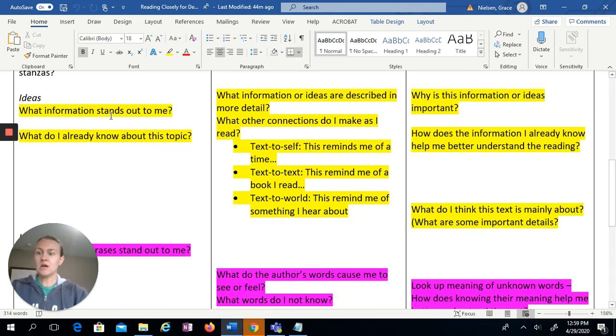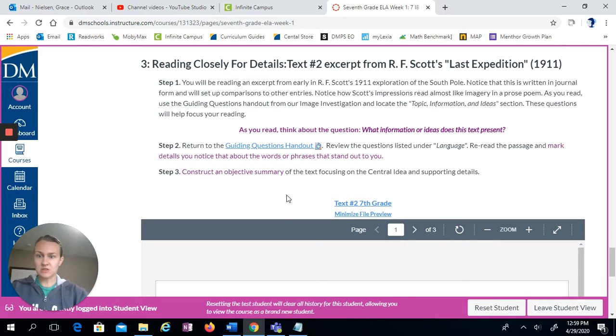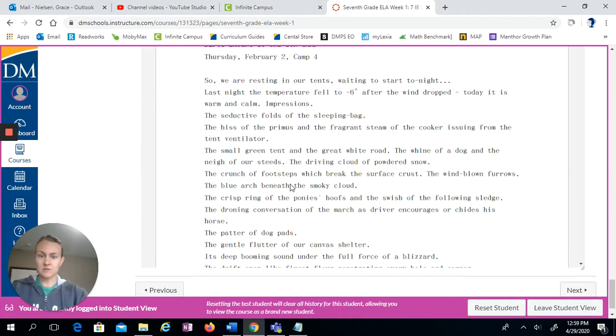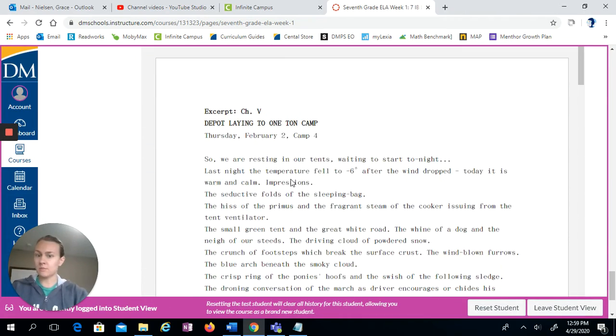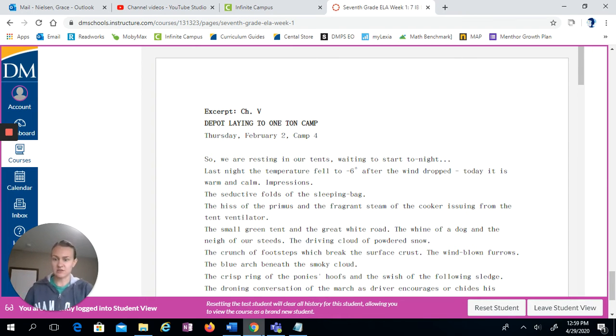So before we read, we want to think, what stands out to me? What do I already know about this topic? And we can think about those pictures, right? Because these are pictures that go with this journal. So we already know that we're going to be reading about explorers, right? We're going to be reading about what they saw when they were going through the frozen tundra, okay?